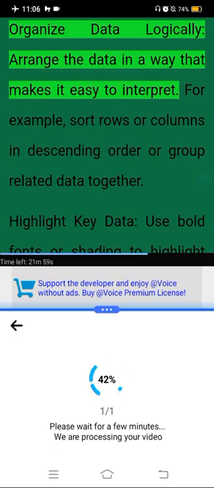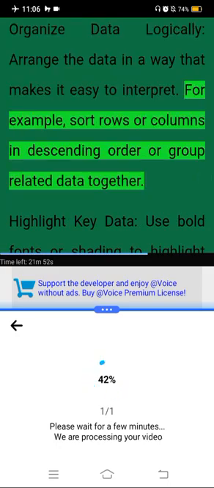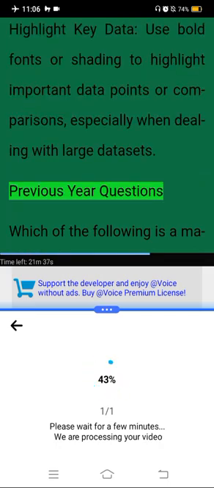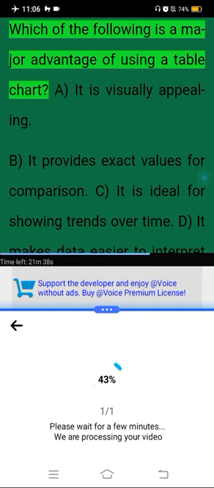Organize data logically. Arrange the data in a way that makes it easy to interpret. For example, sort rows or columns in descending order or group related data together. Highlight key data. Use bold fonts or shading to highlight important data points or comparisons, especially when dealing with large datasets. Previous year questions. Which of the following is a major advantage of using a table chart?